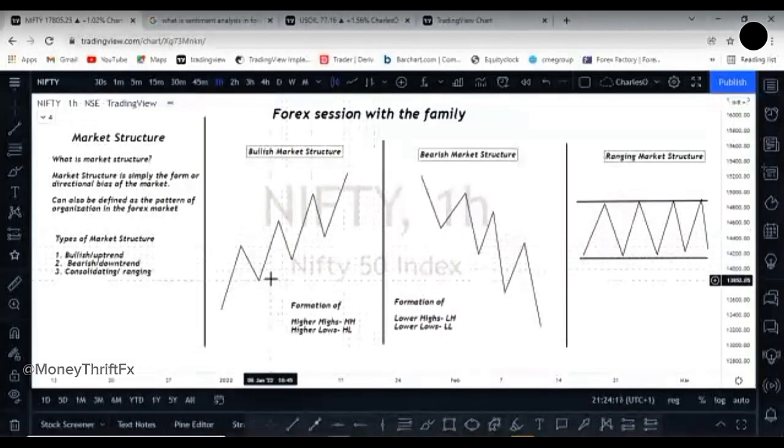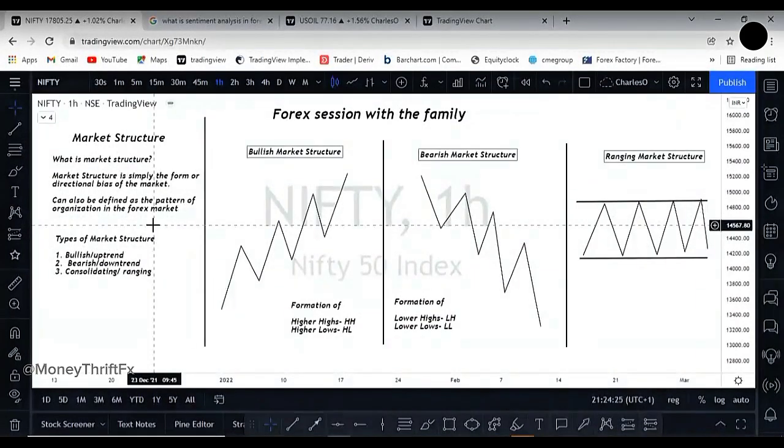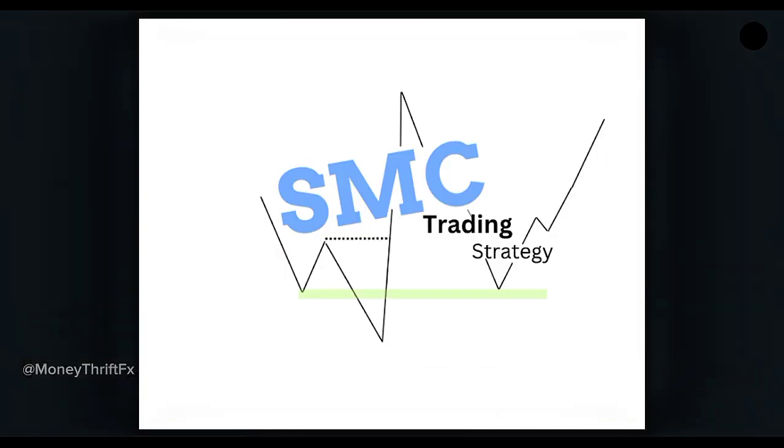So for the bullish market, remember that structure can be defined as the pattern of organization in a forex market for a particular asset. Before you can say that this particular asset or market you're looking at to trade is bullish, that is buying, or bearish, that is selling, it simply means you want to see these characteristics coming.